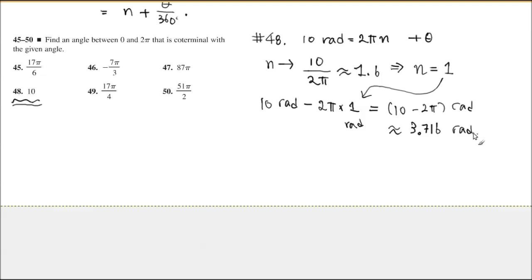So just to give you an idea where it is, it's in quadrant 3. Okay? That angle, 10 radian, is coterminal to the angle somewhere down there in the third quadrant. And if you convert it to degrees, you have a more specific idea where that angle is located. Fair enough?